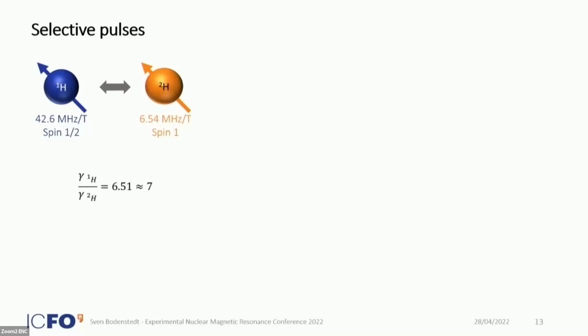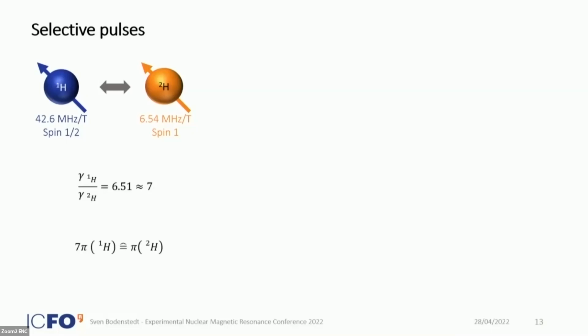But then the question is, how do you apply a proper rotation on one spin while ignoring the other spin, or how do you apply a pi rotation on both spins? We can try to solve this issue by looking just at the ratio of the gyromagnetic ratios for both spins. For deuterium and proton, that's about 6.41. For now, just assume that this is about 7. We'll come back to that later, that it's not exactly 7, but for now, let's assume that.